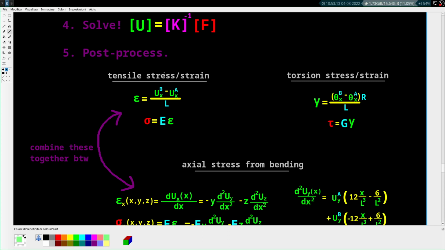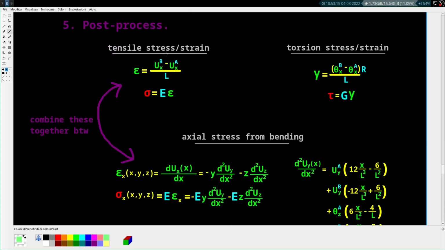Remember, the tensile strain, the axial strain, just due to tension alone, is this. If you had your element like this, the U at B minus the U at A, that's the length change, divided by L. So you can compute the strain just by taking these values, right? Just take these two values, subtract them, divide by L, which you know, and then multiply it by E. You get the stress if you want. If you care about the stress or the strain, you can compute both.